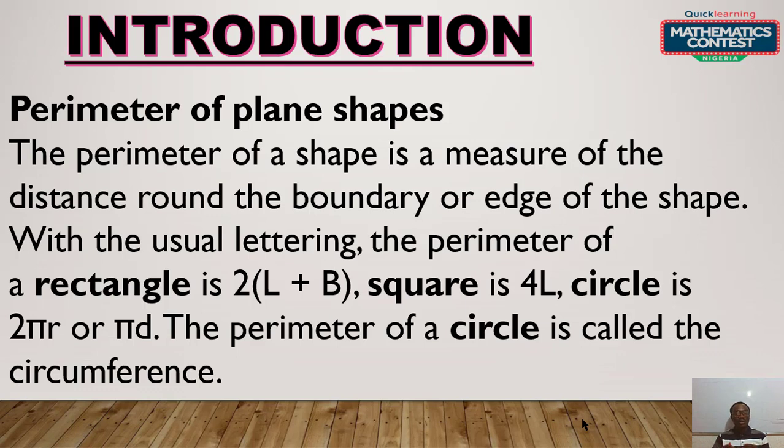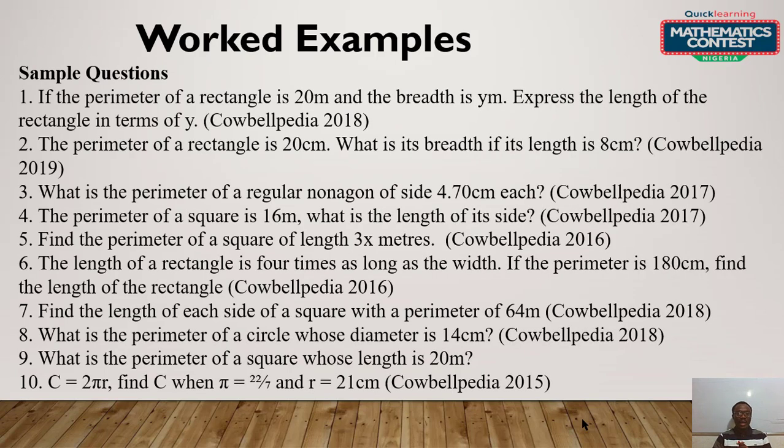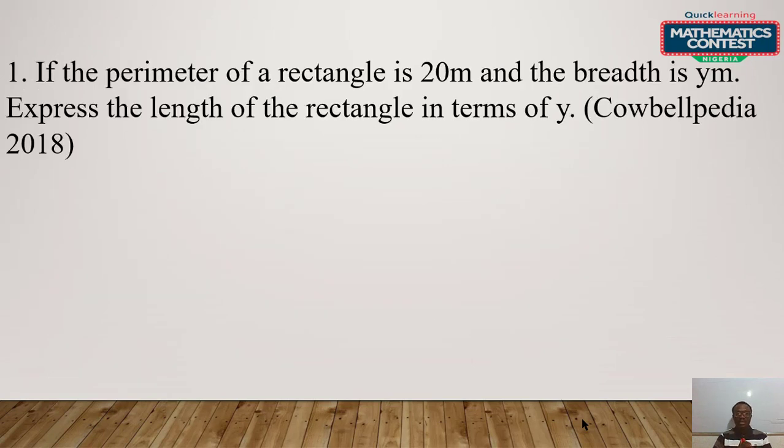There are other shapes that may not be basic, but the concept of perimeter is just the summation of the outside boundaries around any plane figure. The summation of all these outside boundaries is called the perimeter. So now let's start with some basic examples. I have a list of examples from 1 to 10. We're going to see how far we can go with these questions. They are pretty simple, but let's get started.